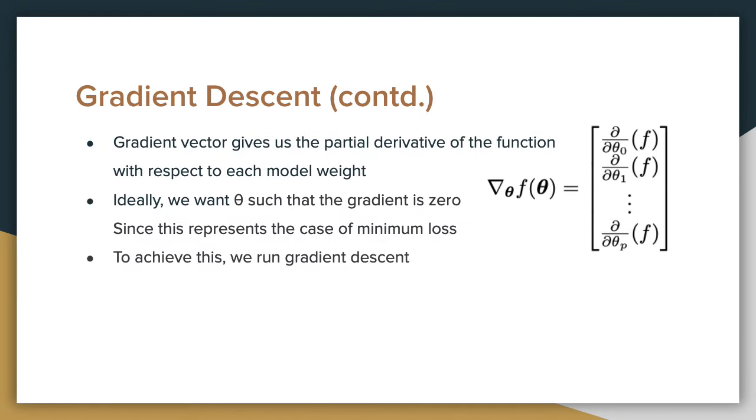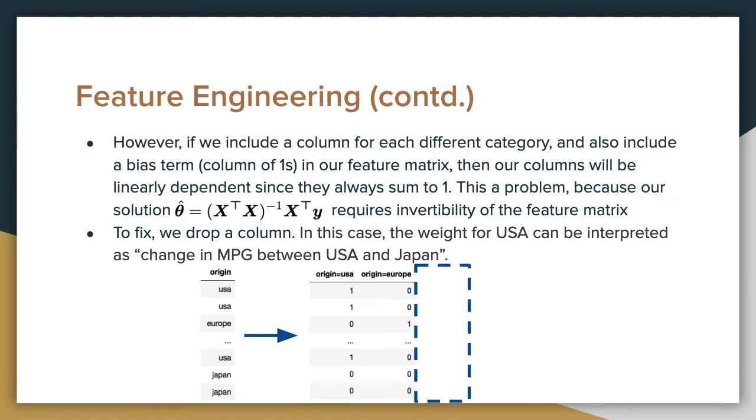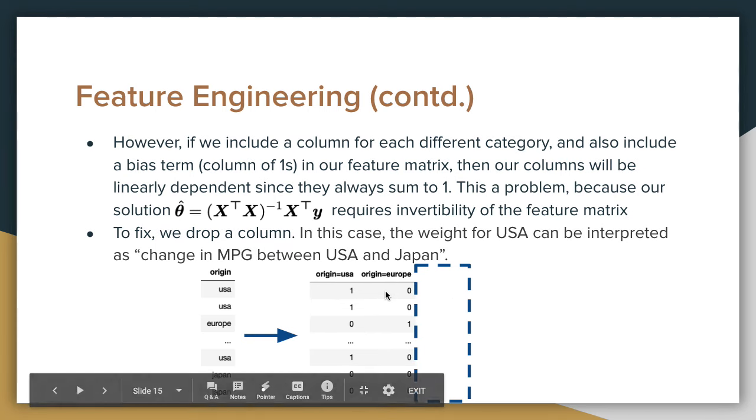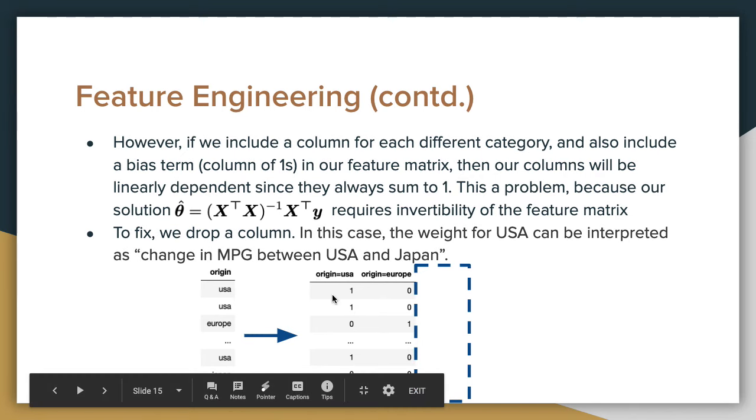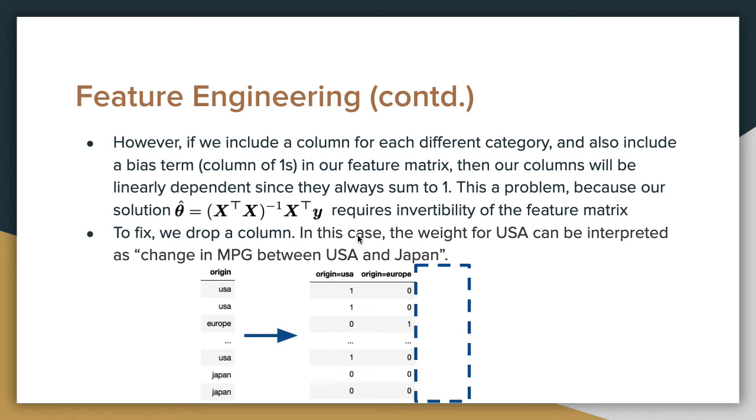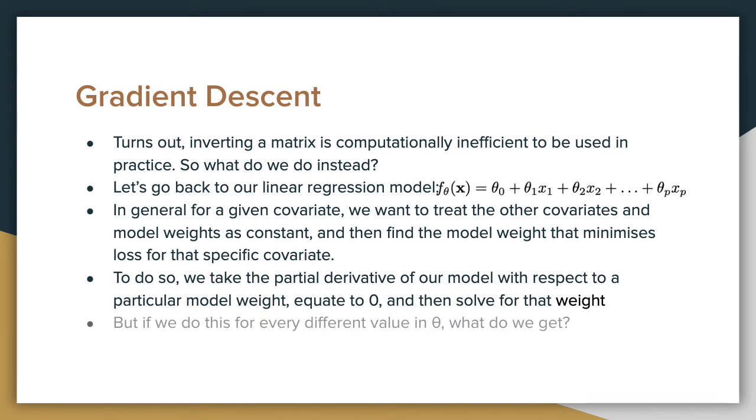Oh, and just one thing I decided I wanted to add. When you go back to one-hot encoding, we had three different theta parameters, right? One for USA, one for Europe, and one for Japan. Now that we've dropped the column, we're only going to have two values of theta, one for USA and one for Europe. As written over here, the model weight corresponding to USA can be interpreted as the change in miles per gallon between USA and Japan. If you don't understand exactly how this works, the general idea is that your model weights account for the fact that there's a missing column, but you know what the value of the column would have been, and your model weight accounts for it. So that's not something you really have to concern yourself with.